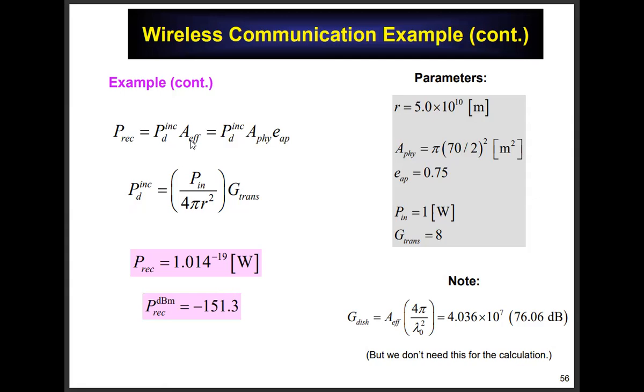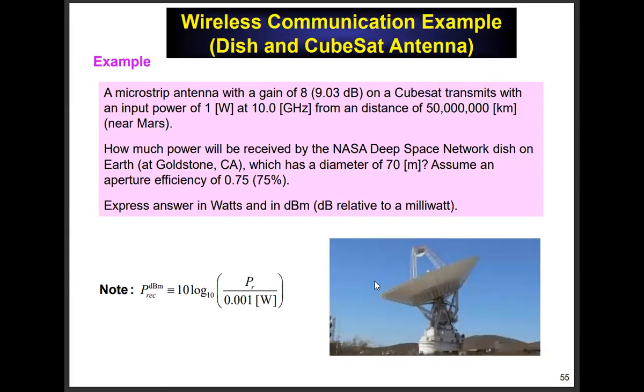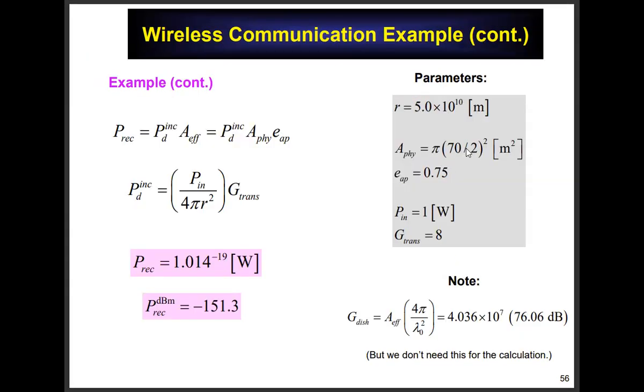Since this is a dish antenna, I don't need to calculate effective area by going through gain like I did before for the dipole. Remember, I knew the gain was 1.643 and converted that to effective area. Now I already know it's a dish, so I already know the effective area. It's the physical area times the aperture efficiency. The physical area is just the actual area of the circular dish, pi r squared. The diameter was 70 meters, so cut it in half to get the radius. That gives the physical area in square meters, and then multiply by the aperture efficiency of 0.75.